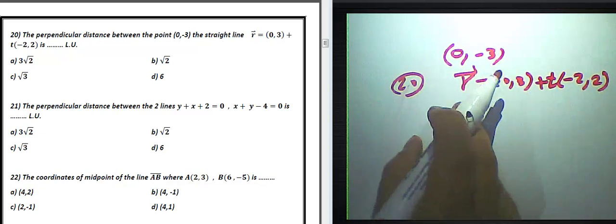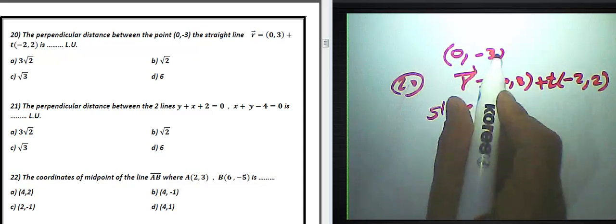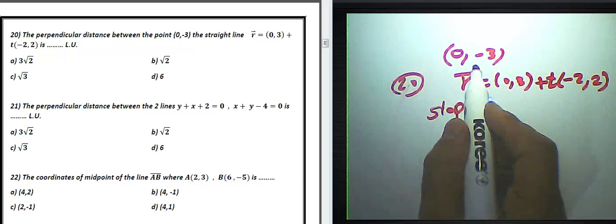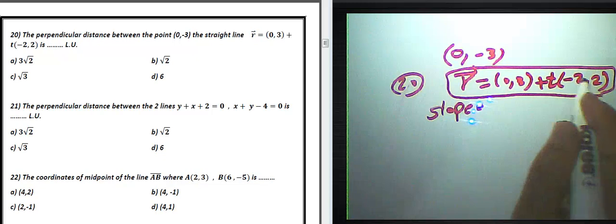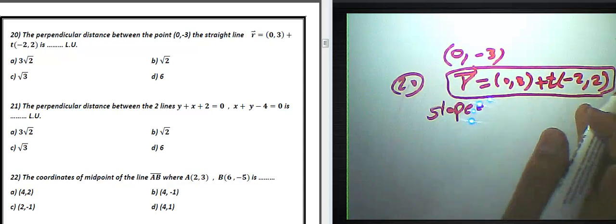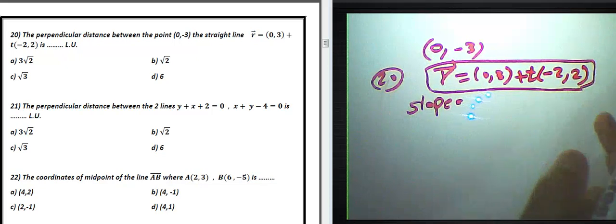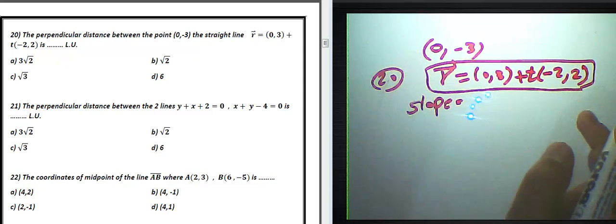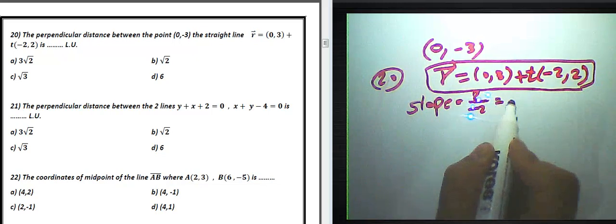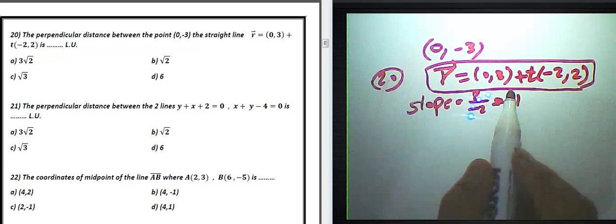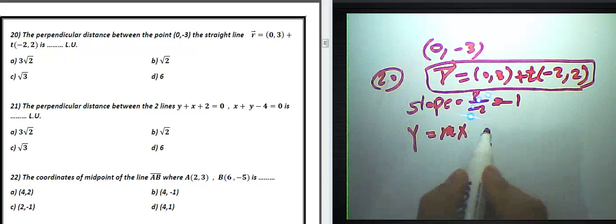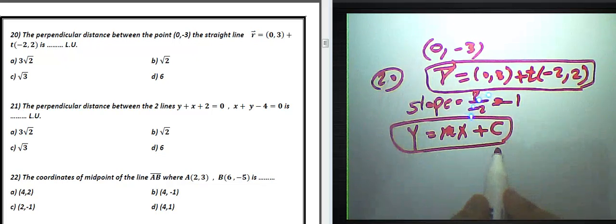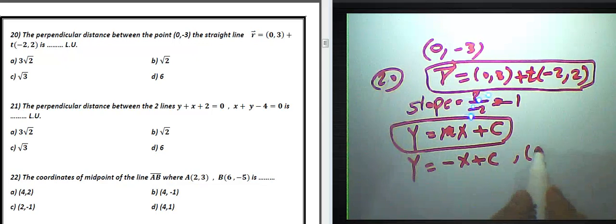First we must find the slope. In question 20 we can find the slope as 2 divided by -2, delta y over delta x. 2 divided by -2 will be -1. The slope will be -1. Then you can write y = mx + constant, so y = -x + constant, and we have the point (0, -3).